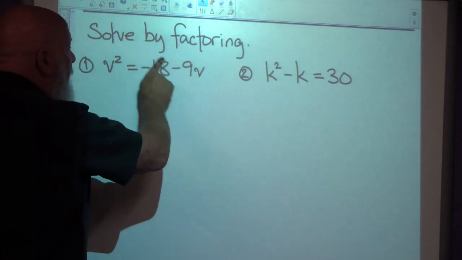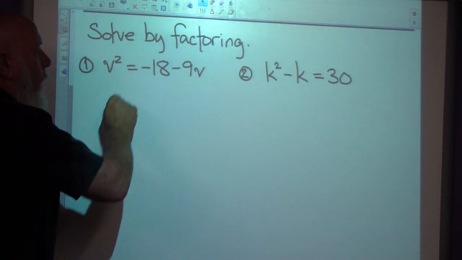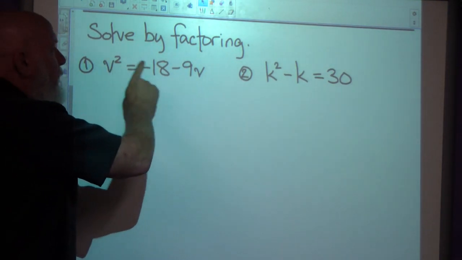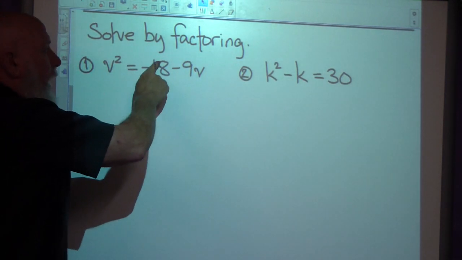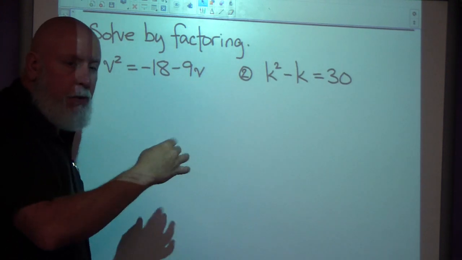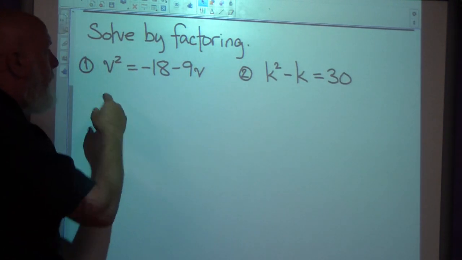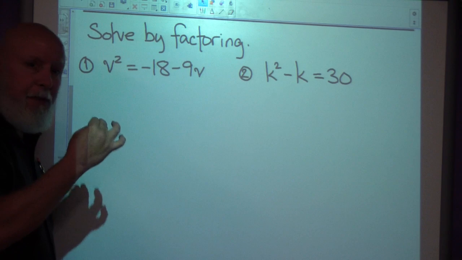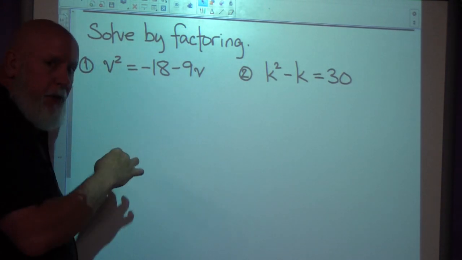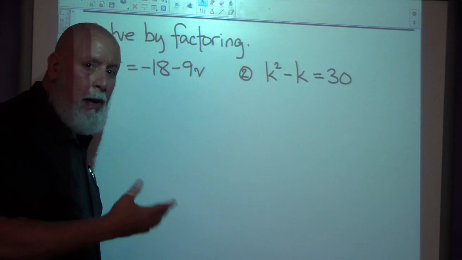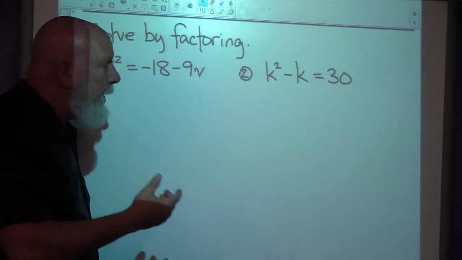Solve by factoring. I have an equation now. What I want to do is get all of my variable terms and constants on one side of the equation and have a zero on the other side. I always want my quadratic term, that's the variable term that has the second power, to be positive. And in today's lecture, they're always going to be positive to begin with.